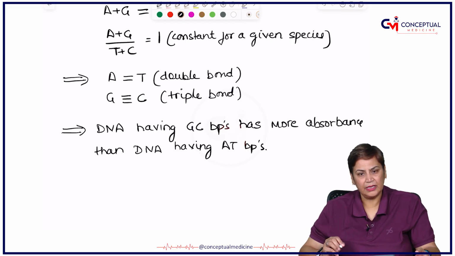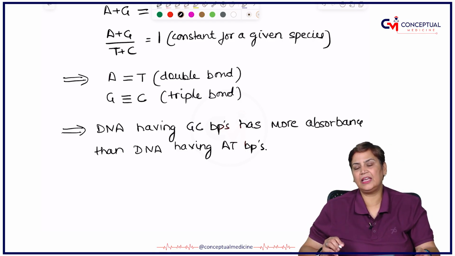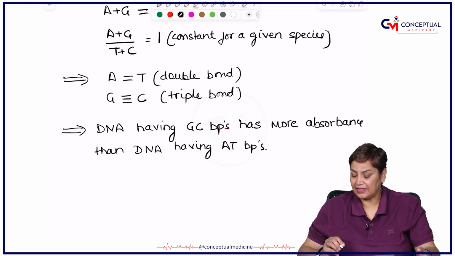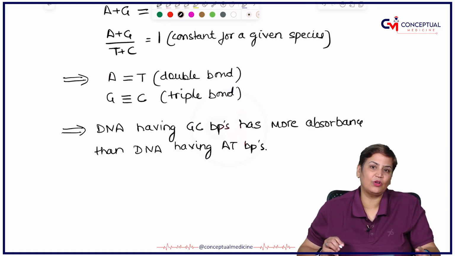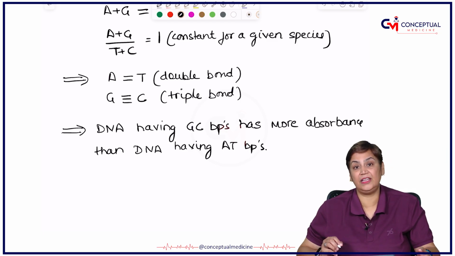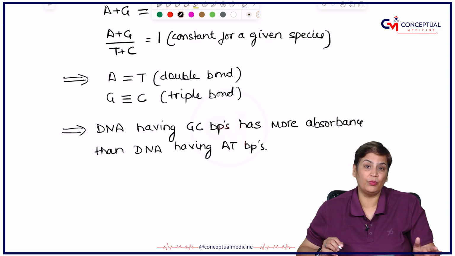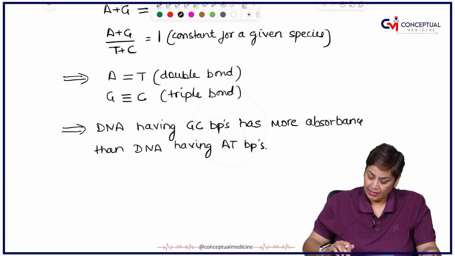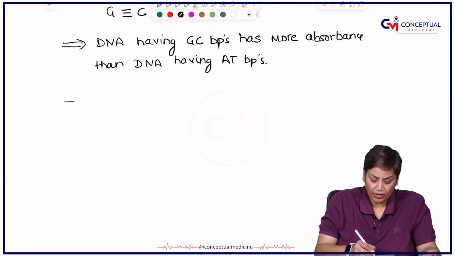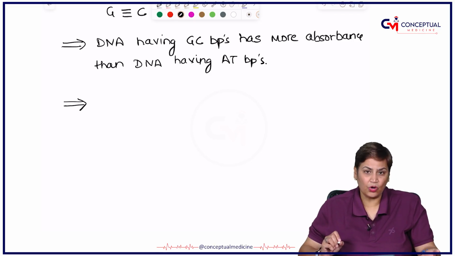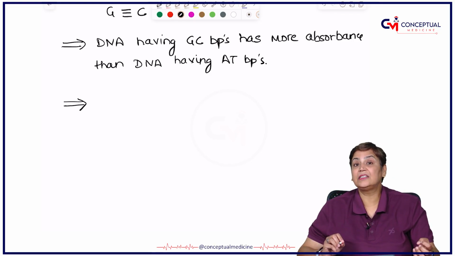This is very important. So we can say that if the DNA is having more GC base pairs, that DNA will have more absorbance and we will call it a hyperchromic DNA. And that DNA which has more AT base pairs will have less absorbance and we will call it hypochromic DNA. And how is this absorbance studied? It is studied when DNA is absorbing at 260 nanometers, which is the ultraviolet range. Then we come over to the composition of DNA, what is the structure of DNA.